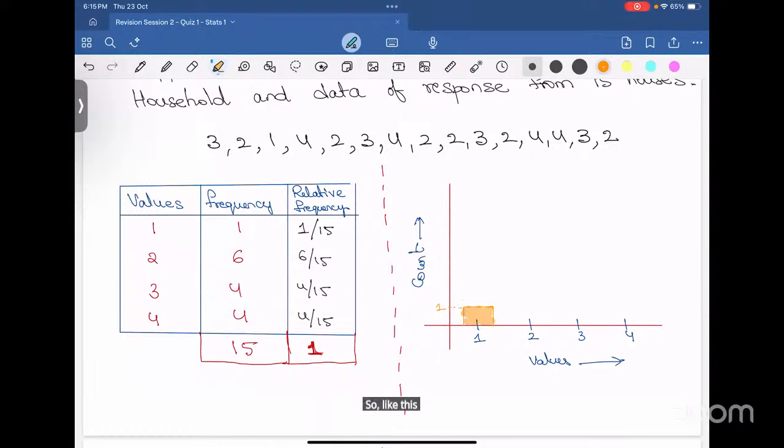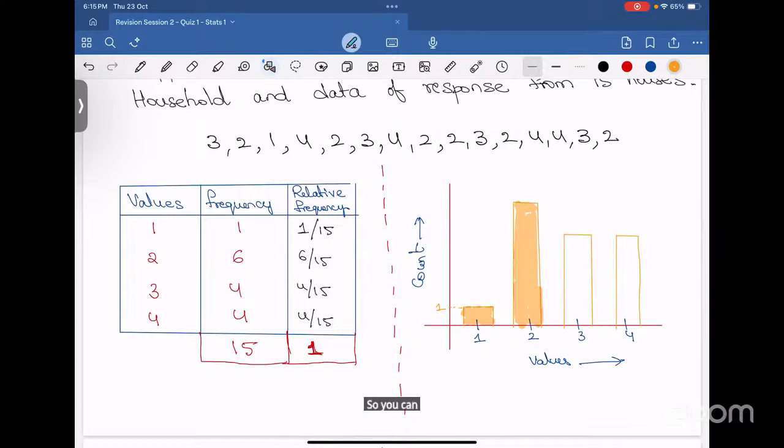So like this, the height of the rectangle at value 2 will be exactly the count of the value 2. Here it is 6. So the value 2 frequency is 6. Highest one. And similarly, value 3 has this, and value 4 is also exactly the same.